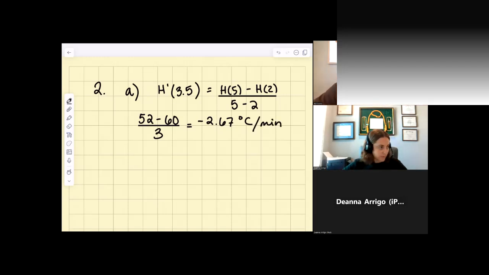Yeah. So the units on top were degrees C, and the units on bottom were minutes. So you have to follow your units. In terms of scoring, you're either right or you're wrong. There's no partial credit for part A.